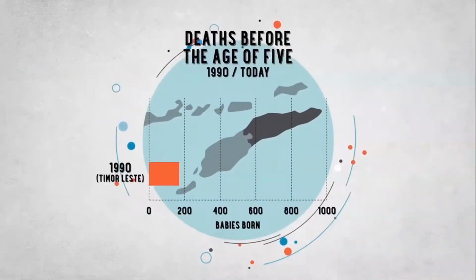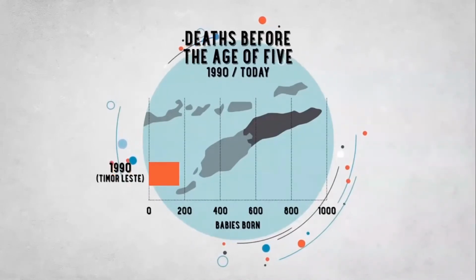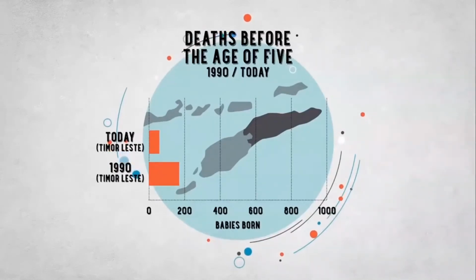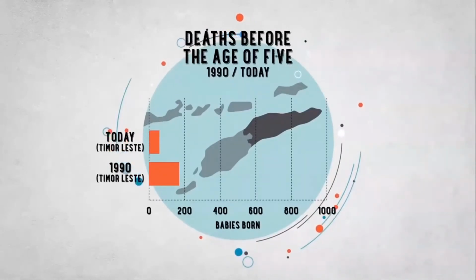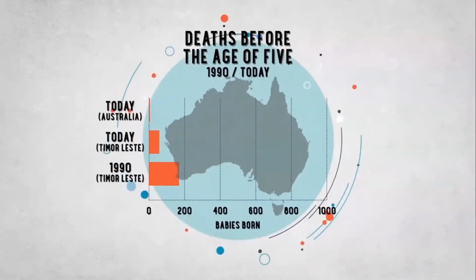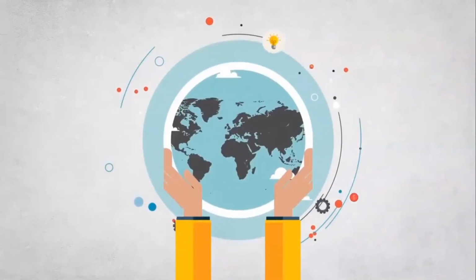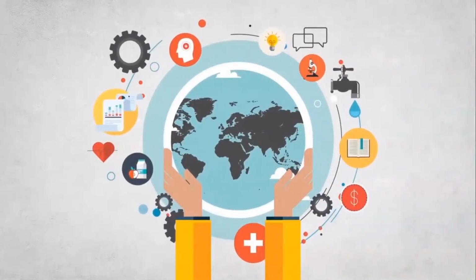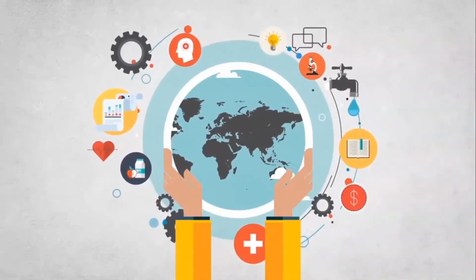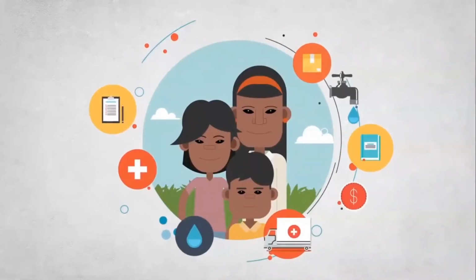In 1990, 171 out of 1,000 children born in Timor-Leste died before their 5th birthday. Today, out of 1,000 children born, 57 will die before their 5th birthday. That's not nearly as good as Australia, where only 5 in 1,000 will die, but it's a whole lot better than 20 years ago. Progress is happening through increased trade, effective aid and development strategies, and the endless hard work of people in poor communities. People like Ruth and her family.